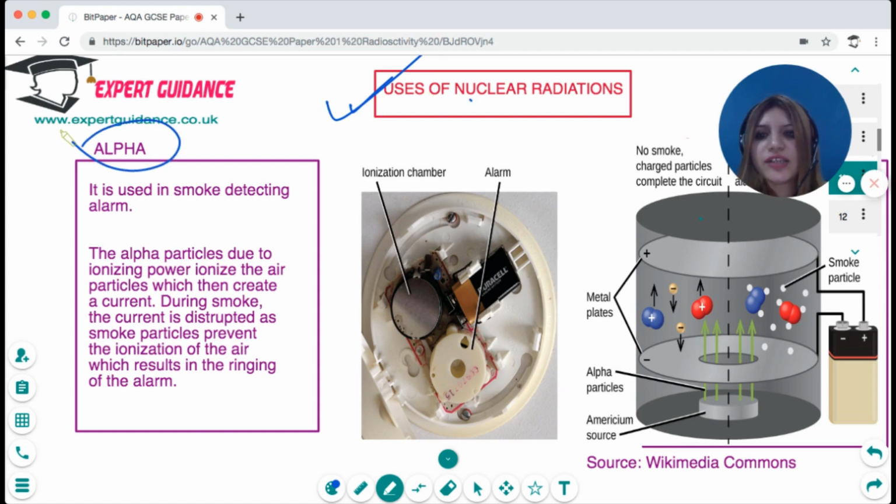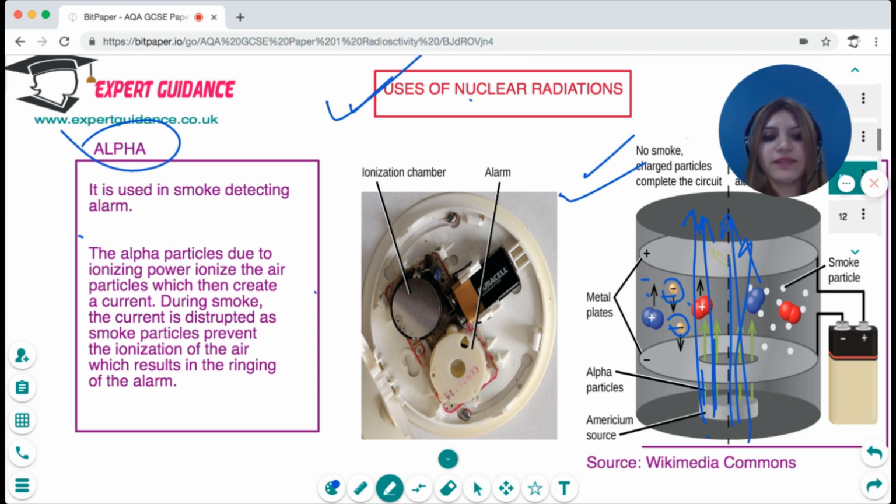Now alpha is used in smoke detecting alarms. Why? How? Now, these are alpha particles. You know, alpha particles are highly ionizing. Ionizing means they can make anything charged by knocking off the electron. So, all the air particles around it become charged because of the ionizing power of the alpha. And there's a current constituted in the room because of the ionization of the air particles by the alpha particles.